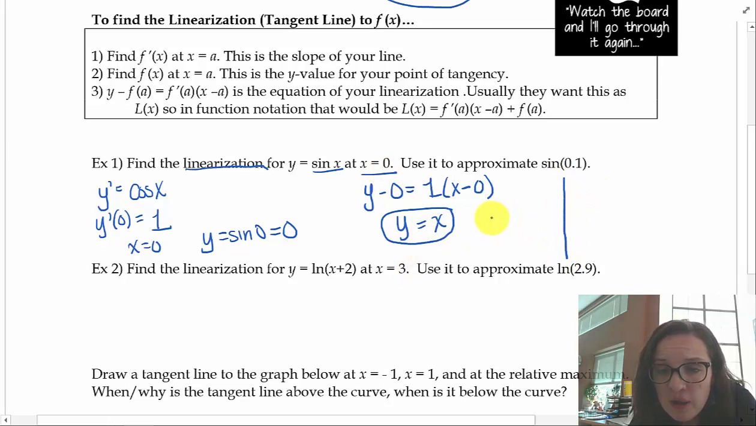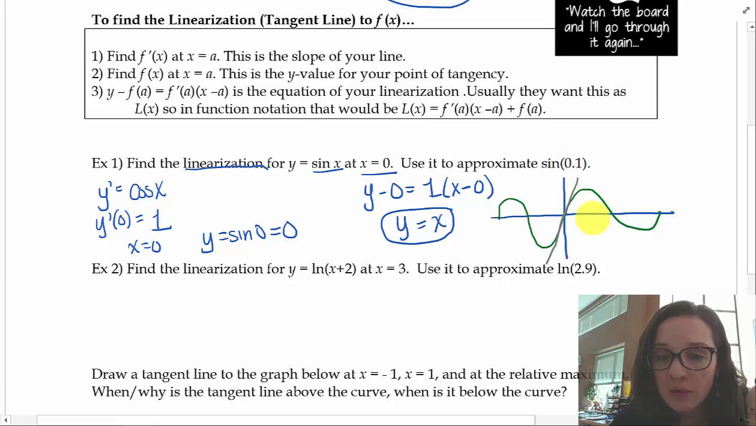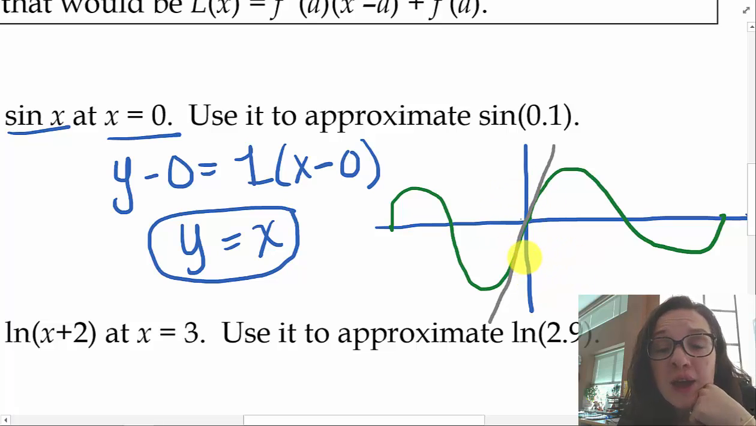If I graph it, that makes a whole lot of sense, because if I graph sine, it looks kind of like this. And then if I draw in my tangent line right here, it looks like that. Wow, that looks pretty good, right? What I'm really doing is zooming in on that spot. Now let's see if I can do that here. I wonder if it'll work. Oh, it works pretty good. Look at that. y equals x right in here looks a lot like sine of x. So that means this gray line is a good approximation of the green line.